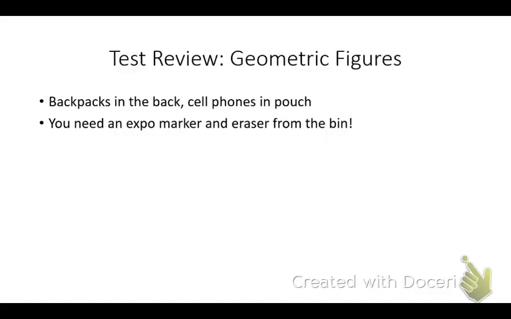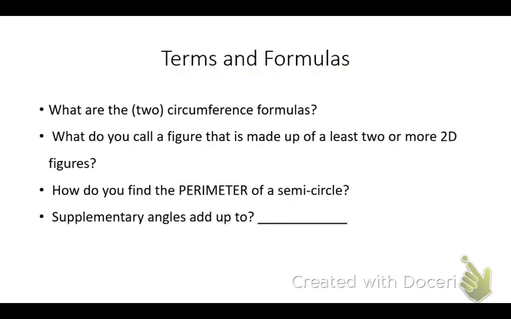Okay, so this is our test review on geometric figures. We're going to go through some of the most important concepts that you learned from this unit, as well as just different practice problems and formulas. All right, so we said circumference formulas, C equals 2 pi r and C equals pi d, depending if you're given the radius or the diameter.